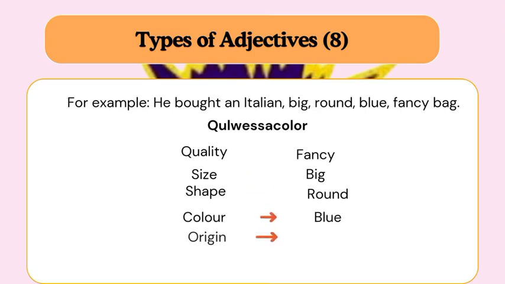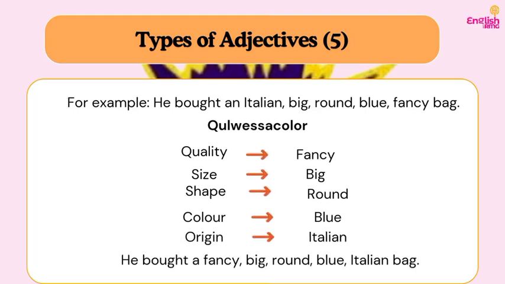So the last thing on the list is what? Origin. So are we told about the origin? Yes, we're told that it is what? An Italian bag. So this is how to use your cool weather color to bring out the order. So the sentence will read, he bought a fancy big round blue Italian bag. Do you understand? So I hope you are getting how to use the cool weather color rule now to arrange your adjectives in the right order.